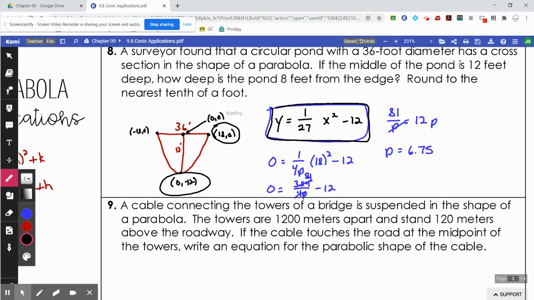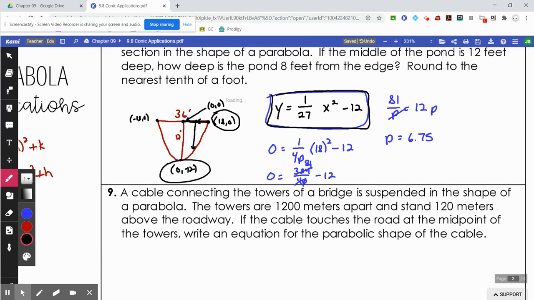And now let's see again what it's asking. How deep is the pond 8 feet from the edge? So 8 feet from the edge, so we're going to come in 8 feet here. So we need an x value right there to see what our y value is. If we come in 8 feet from here, that's going to be an x value of 10. So this all the way out is 18. So therefore 8 feet in is an x value of 10.